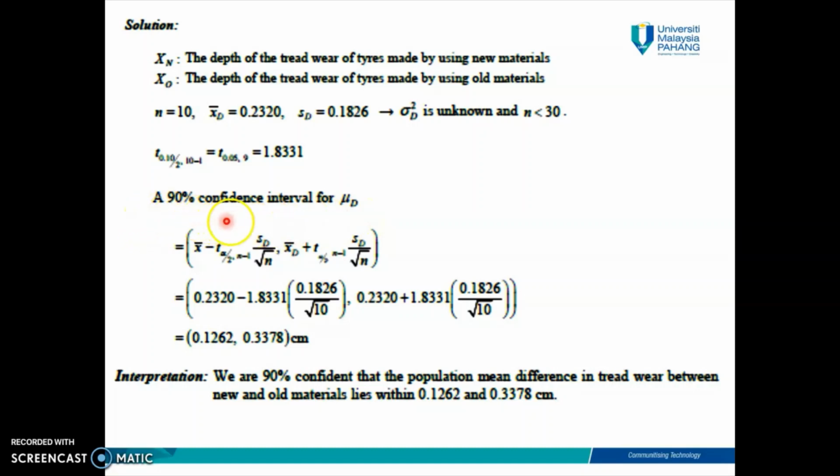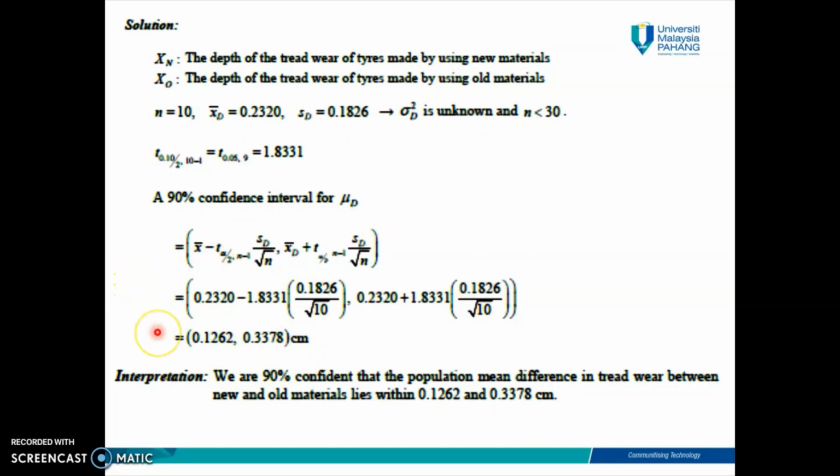Therefore, a 90% confidence interval for the population mean difference for a dependent samples is given by these two values. Okay, 0.1262, 0.3378 centimeter. Remember, this is still about mean, so you must put unit. You must write down the unit of the variable. Okay, class? So I think that's pretty straightforward.